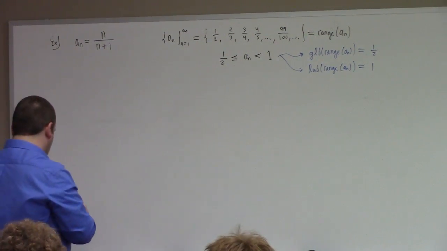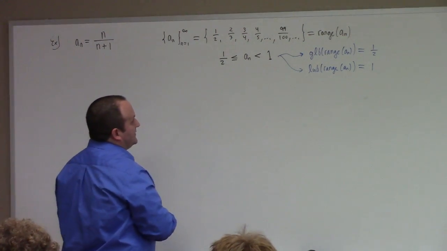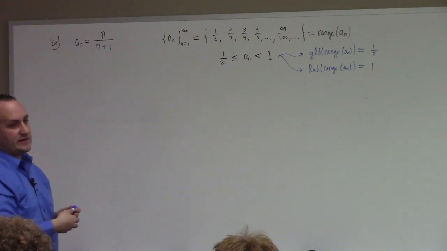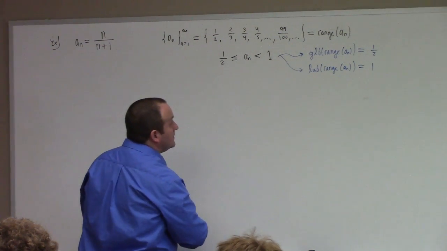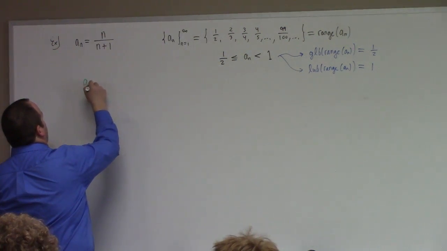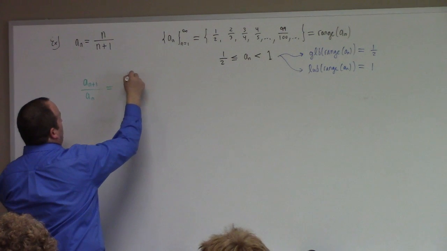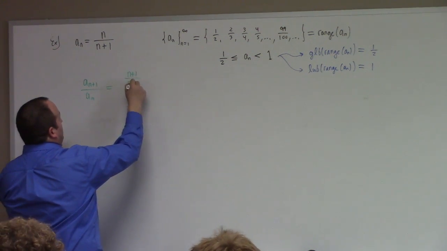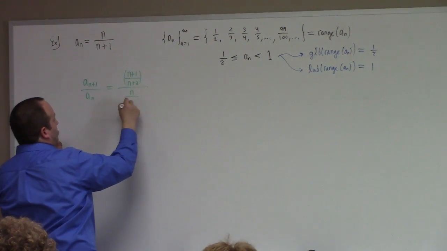All right, so you guys can tell me, just from looking at this, is it increasing, is it decreasing, is it strictly increasing, strictly decreasing? What's the deal? Strictly increasing. All right, so we want to look at a sub n plus 1 divided by a sub n. What does that give us? That gives us n plus 1 over n plus 2, divided by n over n plus 1.